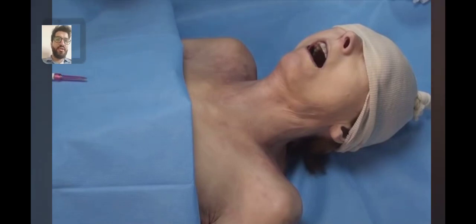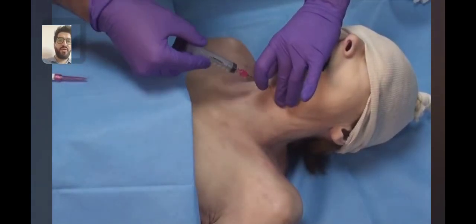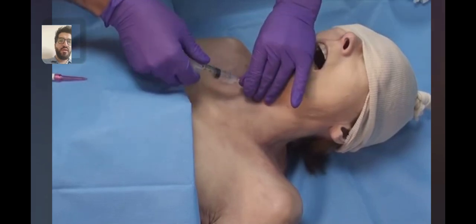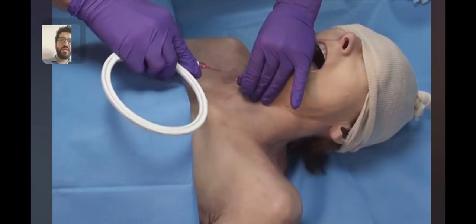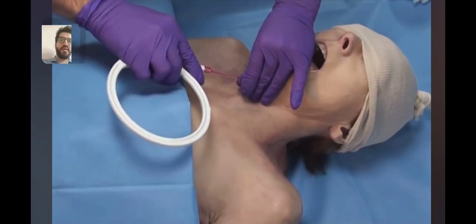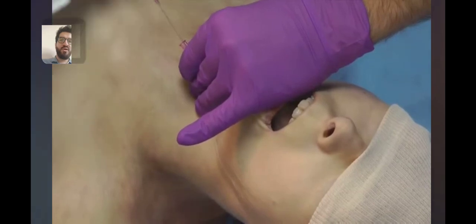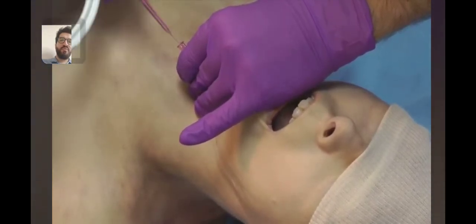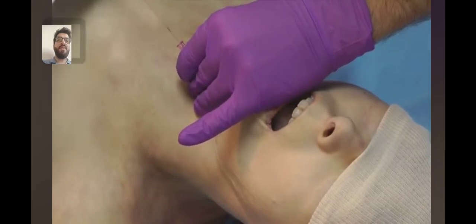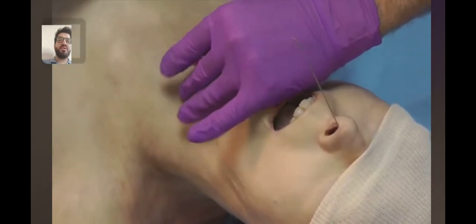Now I will be showing you what retrograde intubation is. If you see, there is a patient, and firstly we use a needle, and this needle is inserted in the cricothyroid membrane. Through this needle we insert a guide wire. That guide wire goes through the needle and comes out through the mouth, like you can see in this video. Once we have inserted the guide wire, it will come out through the mouth or the nose.